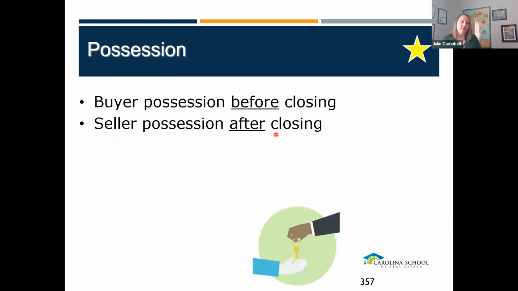If the parties agree to either one of these situations, either the buyer moves in before the deed is recorded or the seller stays after the deed is recorded. Either scenario, one party is the homeowner and needs to have homeowner's insurance. The other party is the tenant and they need renter's insurance. Our addenda for both, buyer possession before closing or seller possession after closing, address this. If you own the property, you need homeowner's insurance. If you're renting it, you need tenant's insurance. Questions?